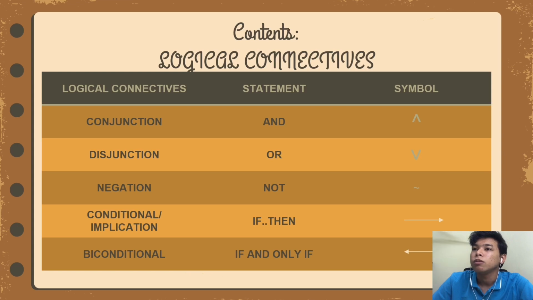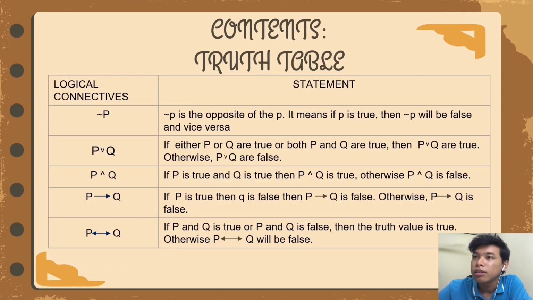Last but not least, biconditional. The statement is "if and only if". The symbol is a double arrow and biconditional starts with hypothesis to conclusion or conclusion to hypothesis. The second content is the truth table.